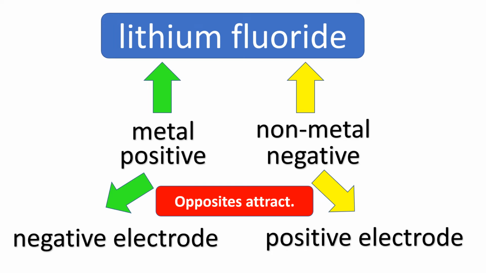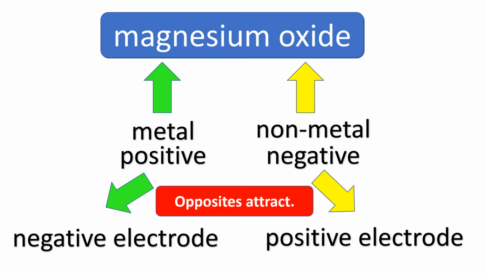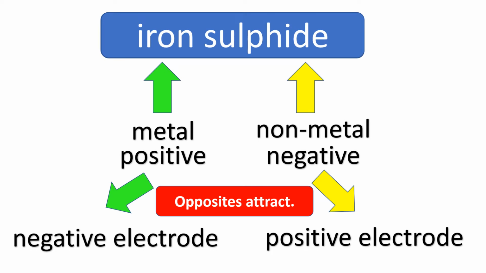This works for any ionic compound, so I could replace that with lithium fluoride or magnesium oxide. Is there any more? Iron sulfide. It's all the same idea. One is a metal and one is a non-metal. If you don't know where to start on a question, start there. Identify the metal, say it's positive, talk about opposites attracting, and say where it's going to be attracted to.